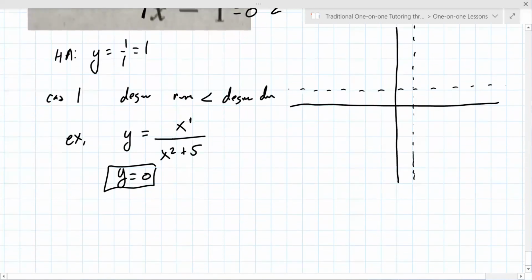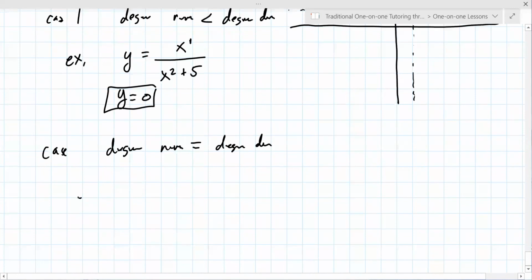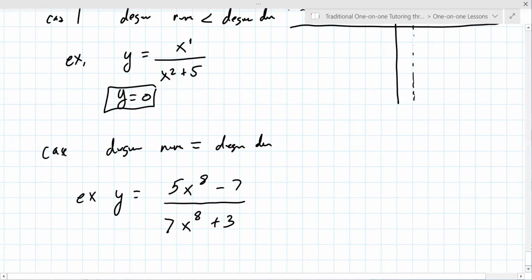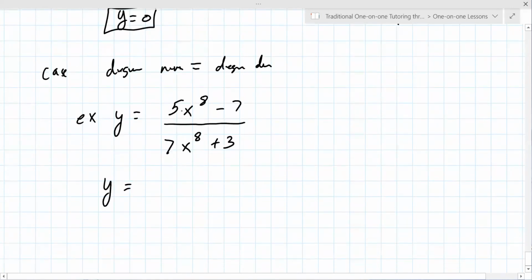Okay. Case 2, that's what we just did. The degree of the numerator equals the degree of the denominator. An example of this is y equals 5x to the 8th minus 7 over 7x to the 8th plus 3. It ends up being a ratio, so it'll be 5 over 7. And then the third case, which isn't important here because it ends up being a slant asymptote.